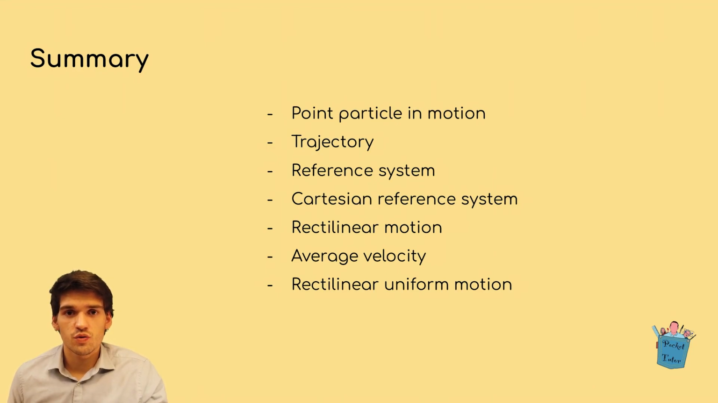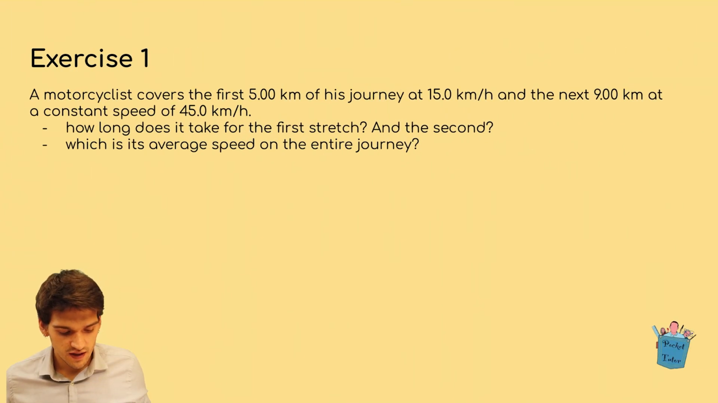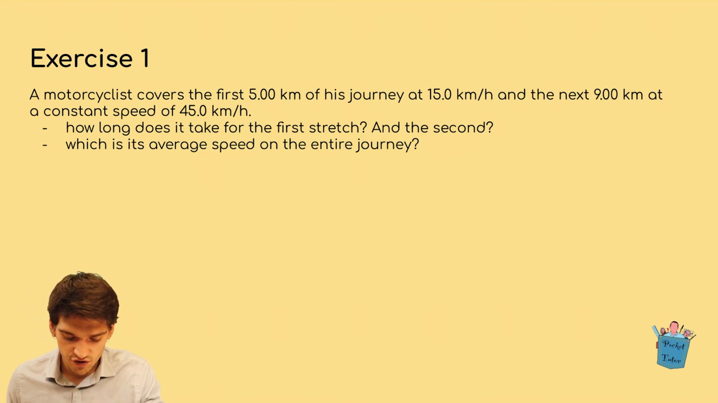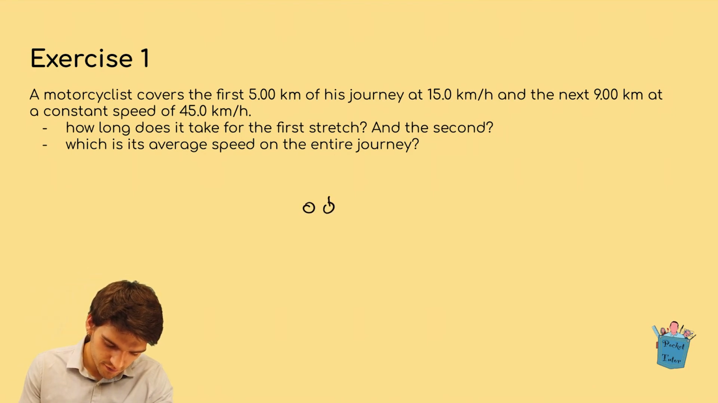Now, let's use what we have learned to solve two simple exercises. The first one says, a motorcyclist covers the first 5 kilometers of his journey at 15 kilometers per hour, and the next 9 kilometers at a constant speed of 45 kilometers per hour. How long does it take for the first stretch? And for the second, which is the average speed of the entire journey? Let's first sketch this problem. We have a biker.